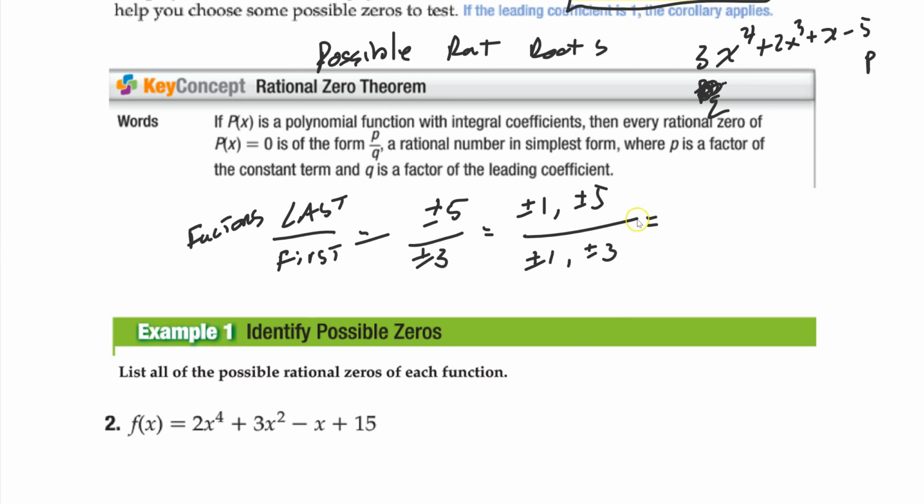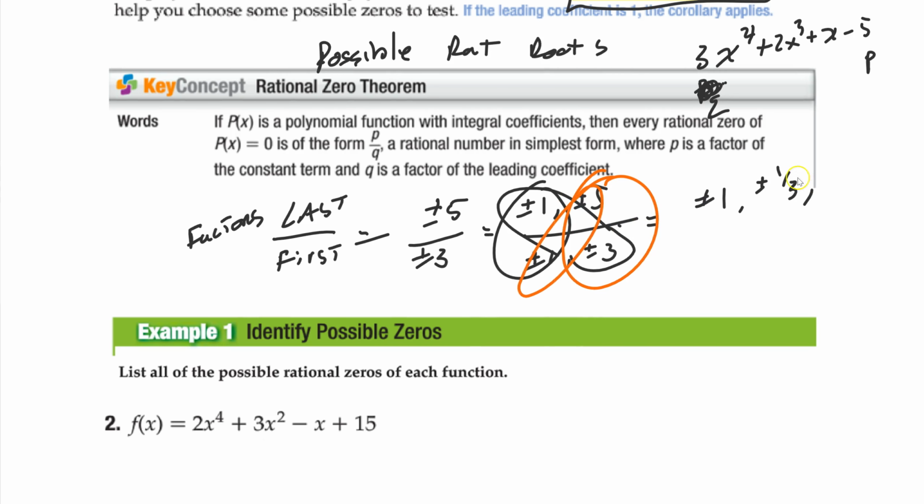So I can do 1 over 1, which is 1. 1 over 3, so plus and minus 1/3. Then I gotta do the 5 combinations. So 5 over 1 and 5 over 3. So plus and minus 5 and plus and minus 5/3. So those 8 possibilities, right? There's 4 but plus and minus, are the only possible rational roots. Of all numbers in the world, those are the only ones that might work. I'm not sure which ones we actually got.